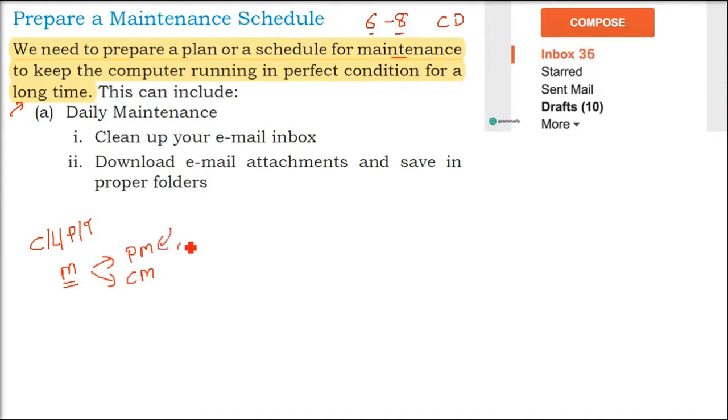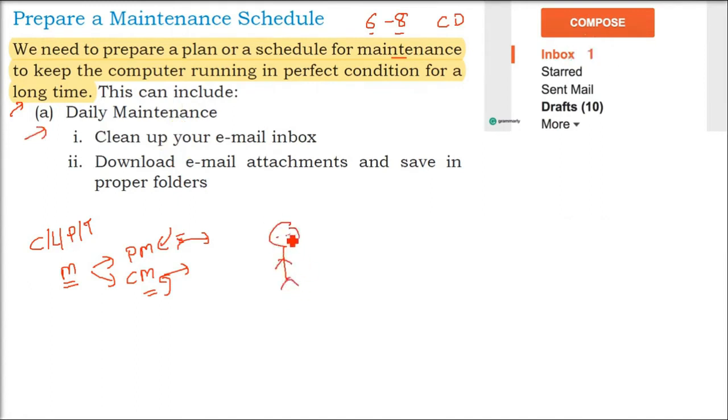Preventive maintenance means, if something can happen, stop it beforehand. That is, if dust is an adversary to your computer, try to clean it beforehand or change the surroundings so that less dust comes in. And corrective means something has happened, how to come out of that situation, how to repair it. So first we'll start with the day wise.